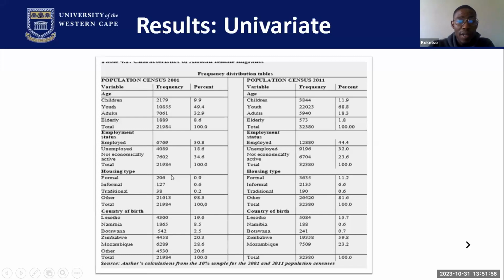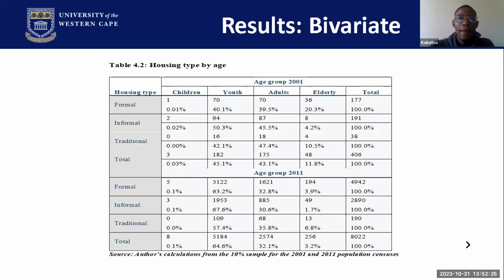Most of the African female migrants are also seen to be living in formal houses as compared to informal houses and traditional houses in both 2001 and 2011. And the data shows us that most of the African female migrants are from Zimbabwe and Mozambique in both 2011 and 2001.